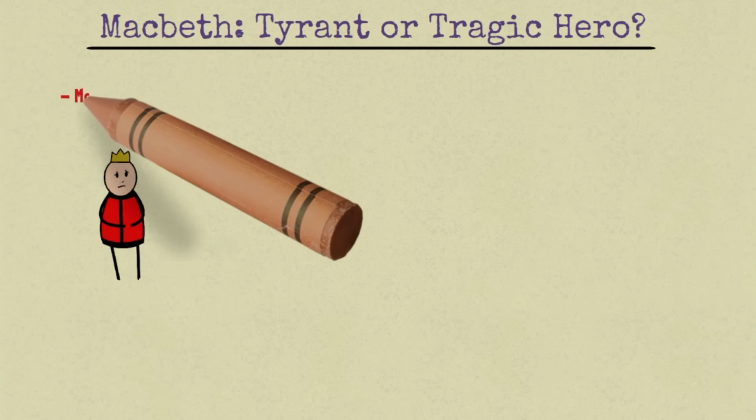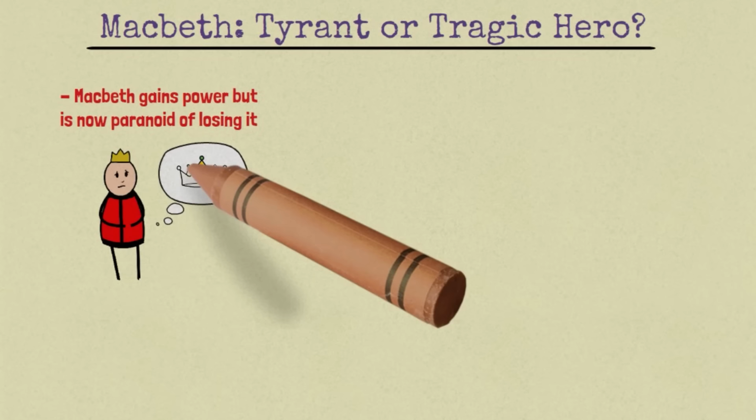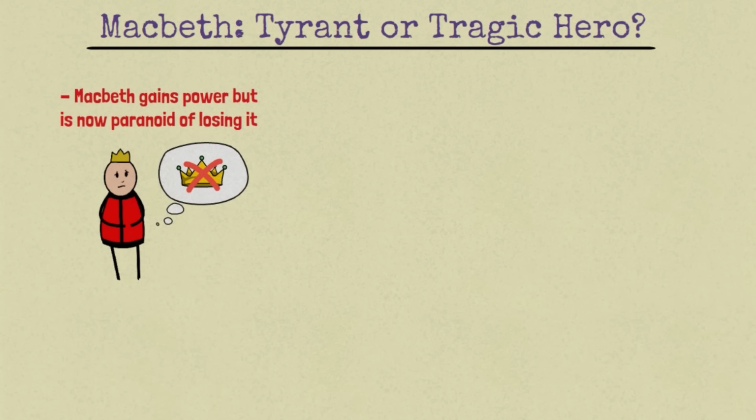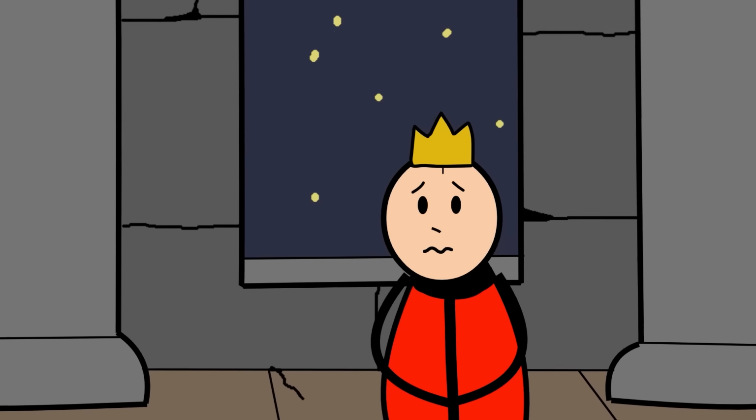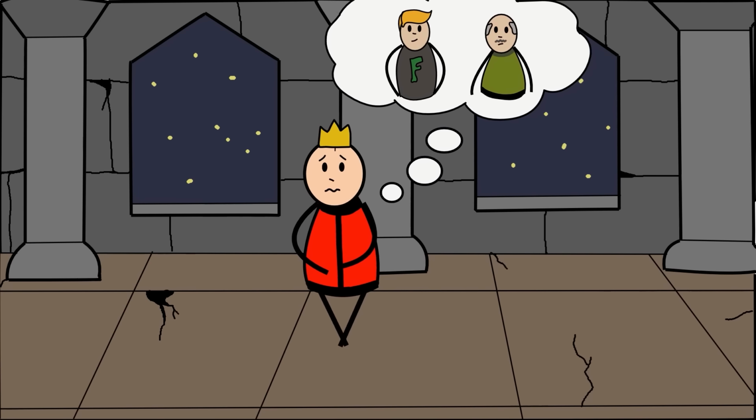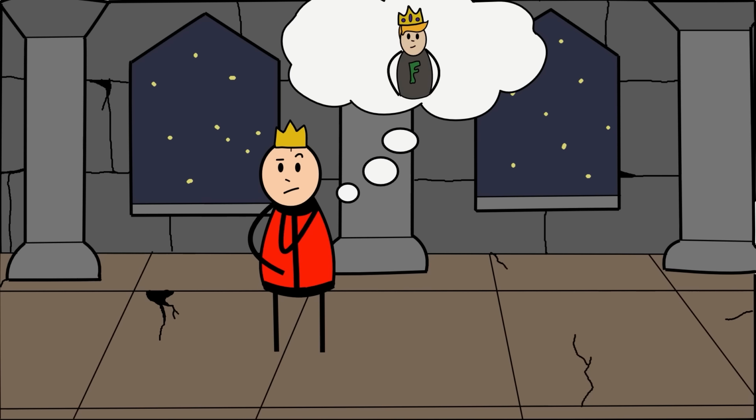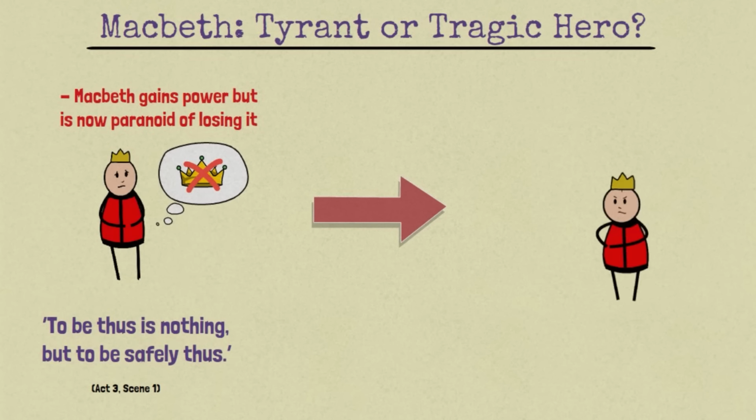But after he becomes king and gets all that power he has always dreamed of, he now has to face the paranoia of losing it. He says, "To be thus is nothing but to be safely thus." And with one heinous crime behind him, it becomes easier to do it over and over again, ordering the murders of Banquo and Macduff's family. This signals the start of his transformation into a tyrant.